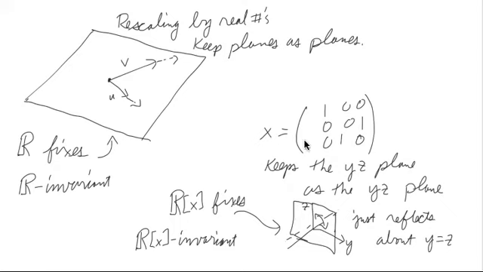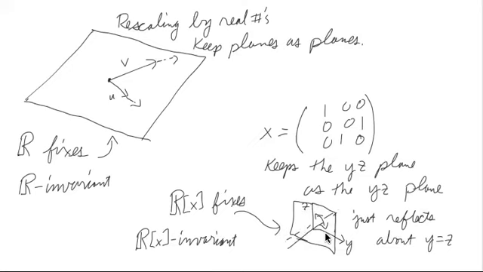Here's an example. What if we have this matrix right here? It's a simple example where all this matrix does is switch the Y and Z coordinates. If you're switching the Y and Z coordinates, that's like reflecting about the line Y equals Z. And notice that actually keeps this YZ plane the same. It doesn't move vectors out of it, it keeps vectors in it.